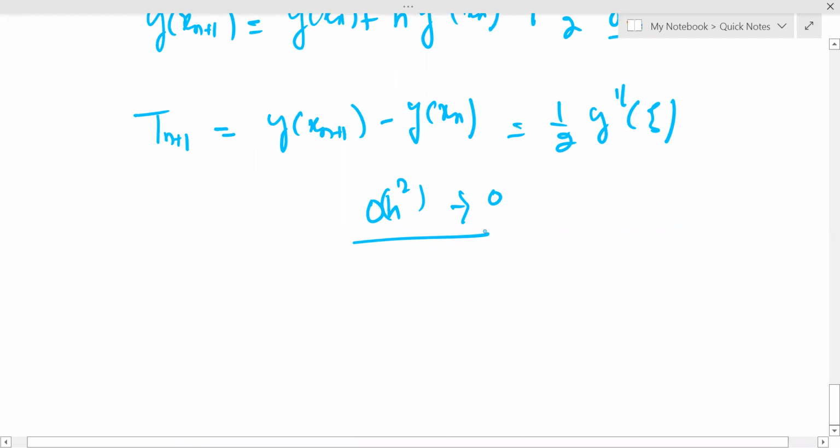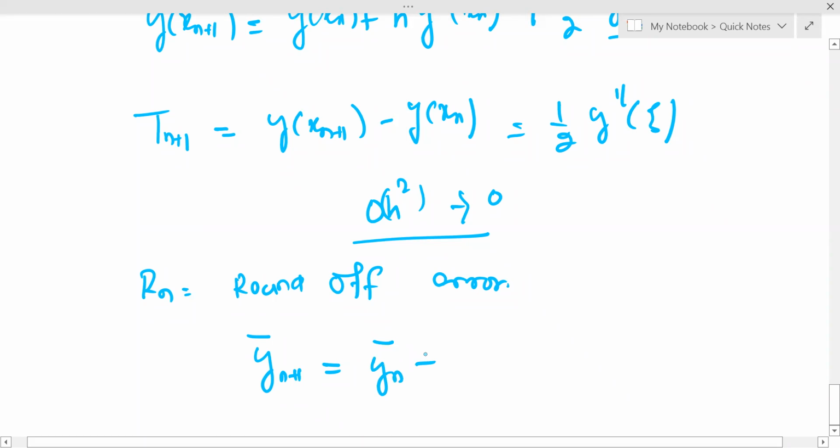So to include the effect of round off error Rn, we can just include the round off error here. Then we introduce the approximate value yn bar. Round off error we can introduce here: yn plus 1 bar is equal to yn bar plus h into function of xn comma yn bar minus Rn plus 1. That is the round off error. Just we can introduce this value.